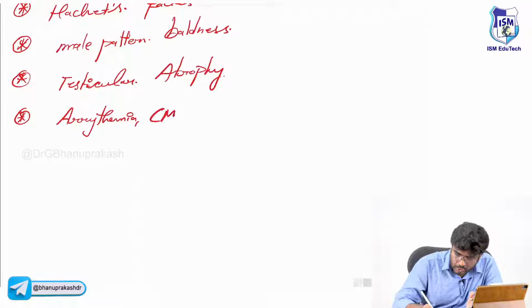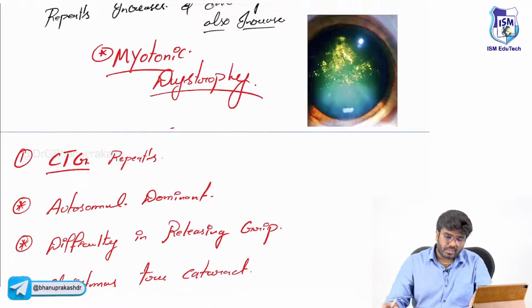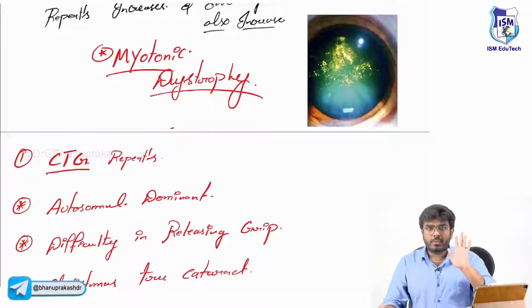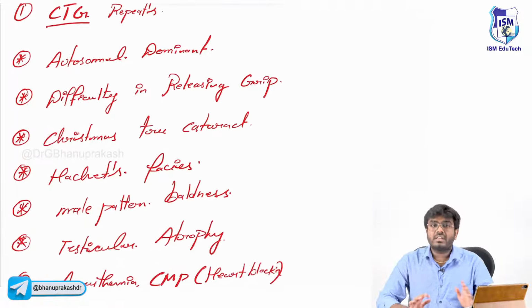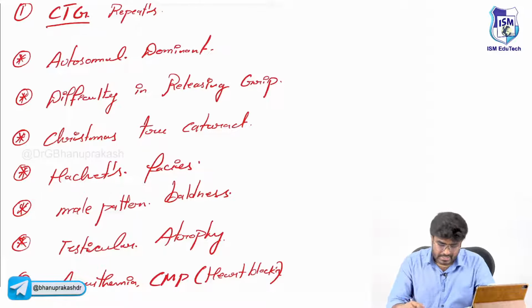Arrhythmias, cardiomyopathies with the heart blocks. Okay, so these are the important points which I want you to know. Myotonic dystrophy, important points: it is an autosomal dominant disorder, myotonic, so CTG repeats are going to be seen. These patients are going to have difficulty in releasing the grasp. Contraction is okay, but relaxation is not possible, difficulty in releasing the grasp.